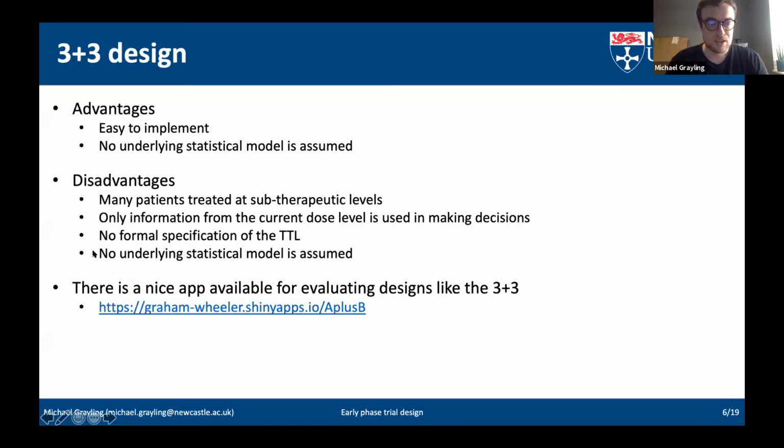And then I've also included the fact that there's no underlying statistical model as a disadvantage as well as an advantage, because although you can run into trouble if you make assumptions and they are violated, quite often there are good reasons for making those assumptions, and you can make assumptions that will often hold and provide quite significant statistical advantages. But overall, it's basically been shown that this is not a very efficient design for identifying the MTD. And if you want to explore this sort of thing, I've included a link here to a very nice app for actually evaluating designs like the 3+3.